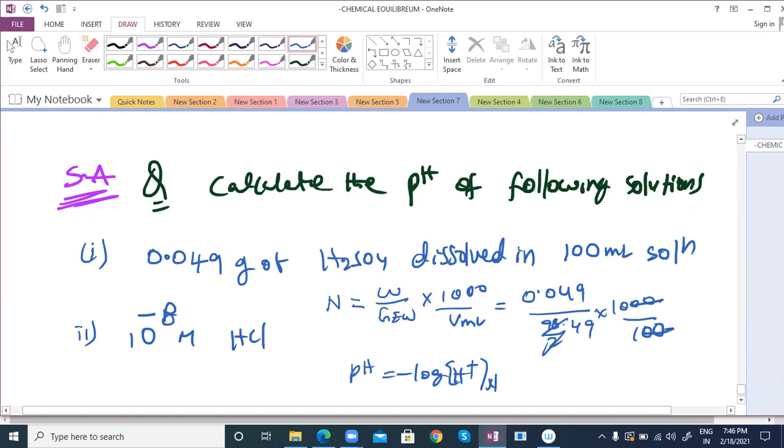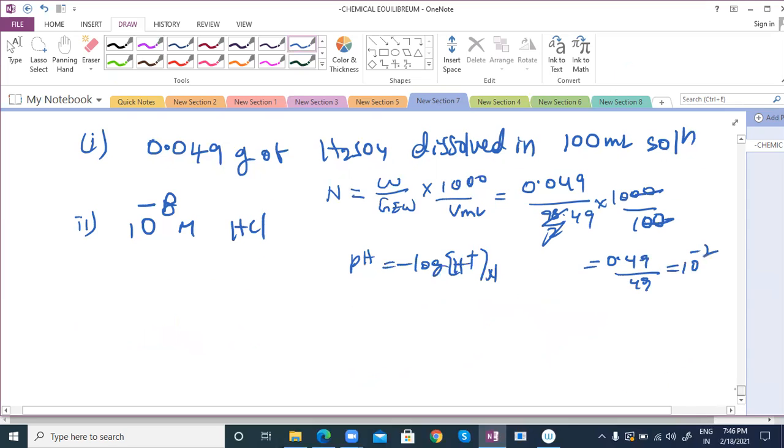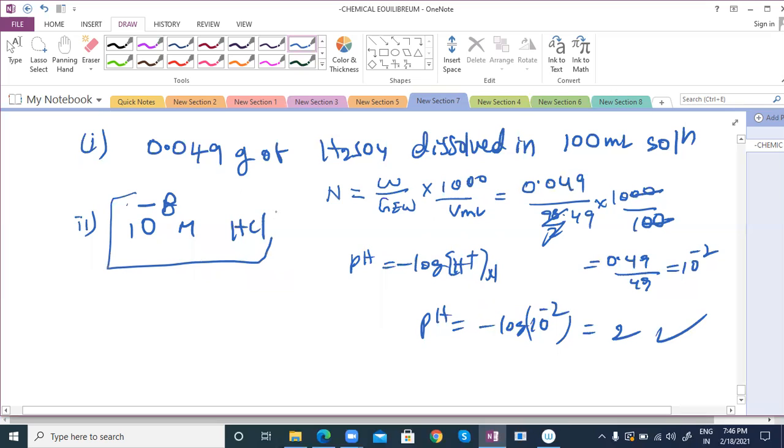And how many times is this moving? So 0.49 by 49, I think 10 power minus 2. So we can write directly pH equal to minus log 10 power minus 2, nothing but 2 is the pH. Yes, sir. So this is a very famous question. Even there are a number of times, and even your NCERT book also contains the same question.